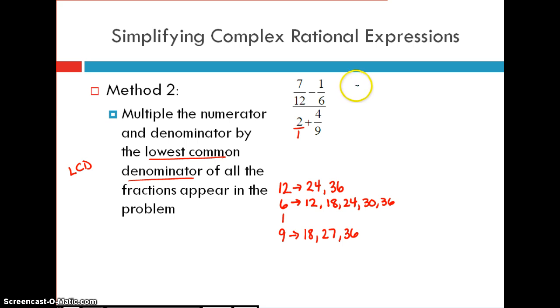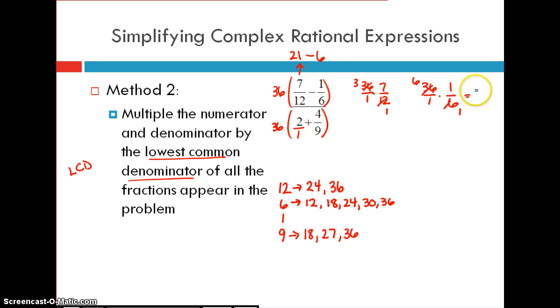So if I multiply by 36, again, I'm going to multiply on the top, multiply on the bottom. So if I do 36 over 1 times 7 over 12, well, that would reduce because I know this would be 3 and 1. So this first part would reduce to a 21. And write that up here, 21. If I do 36 over 1 times 1/6, these both would cancel. That would be a 6 and a 1. And so I would have minus, again, that would just be a 6.